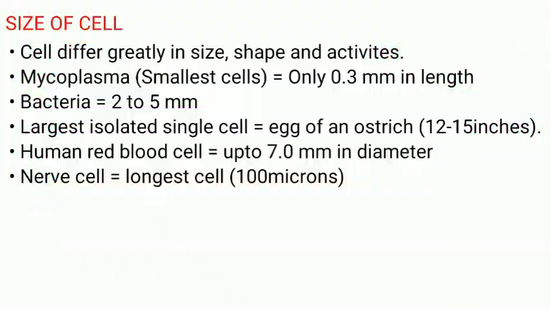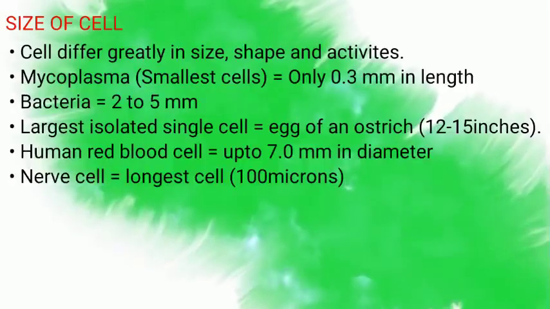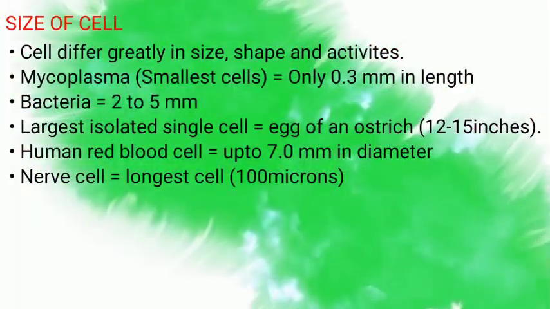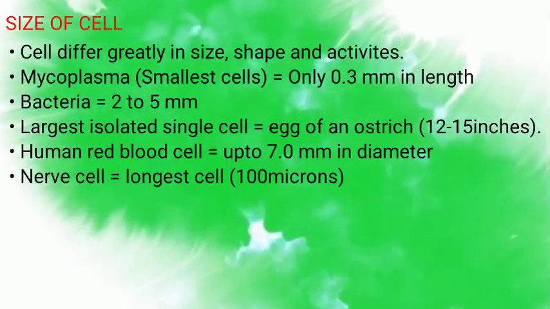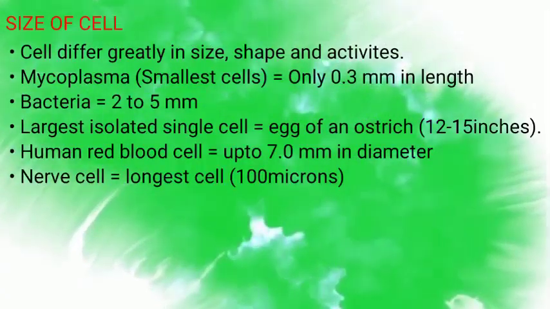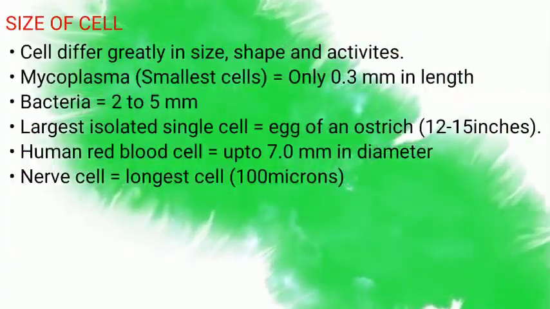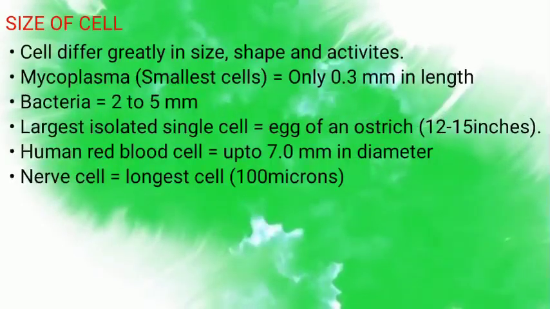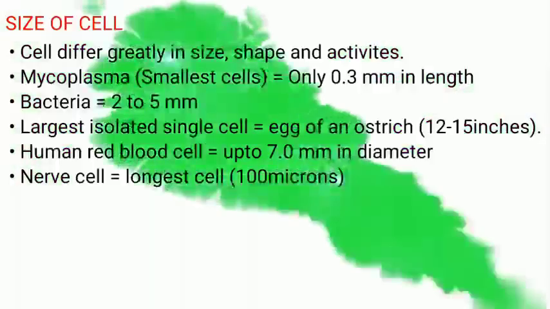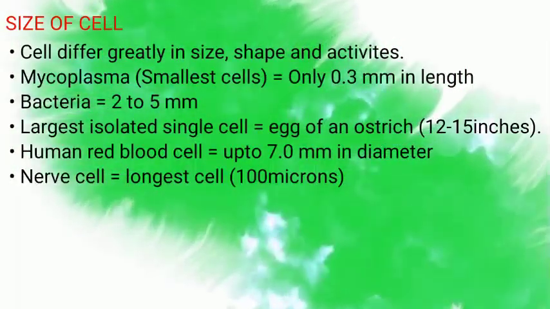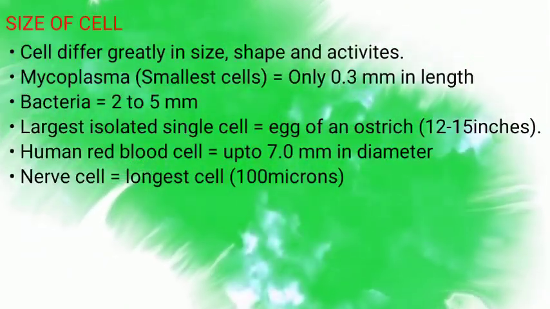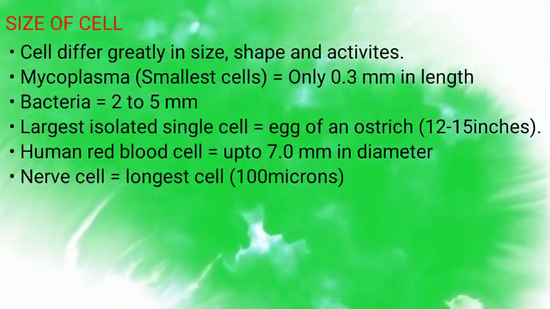Cells differ greatly in their sizes, shapes and cellular activities. Mycoplasma is the smallest cell, which is only 0.3 micrometers. Bacterial size is approximately 2 to 5 micrometers. The largest isolated single cell is the egg of an ostrich, which is 12 to 15 inches. Human red blood cells are up to 7 micrometers in diameter. Nerve cell is the longest cell, which is up to 100 microns.